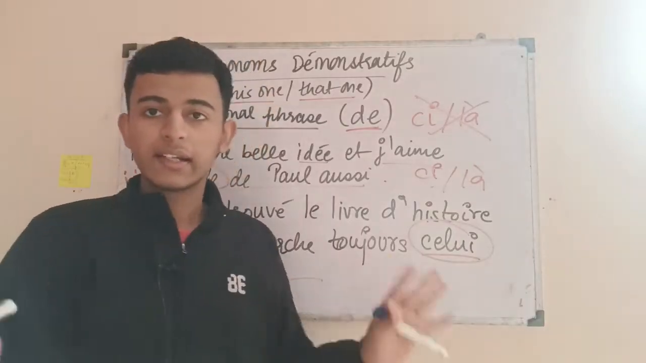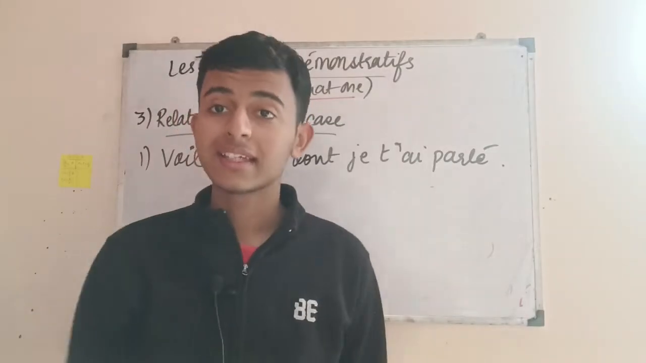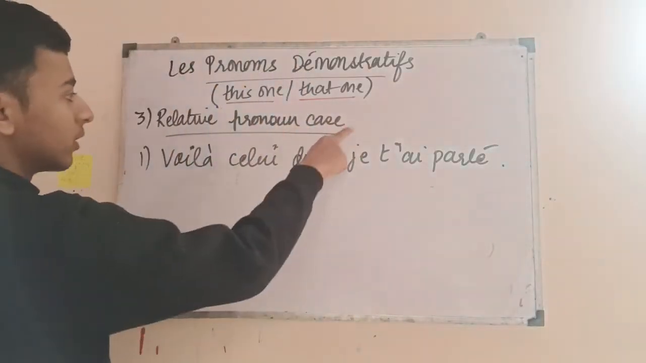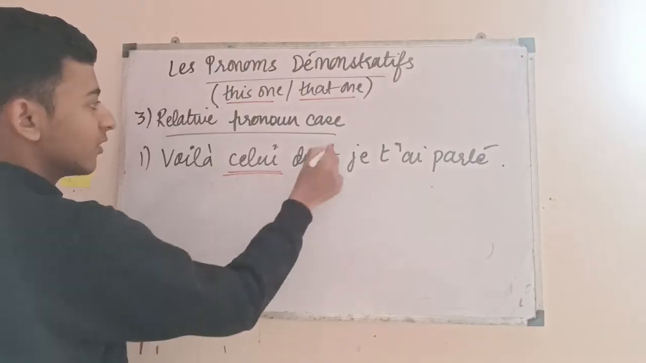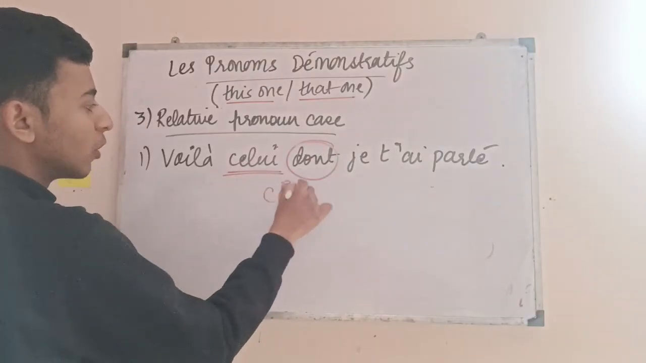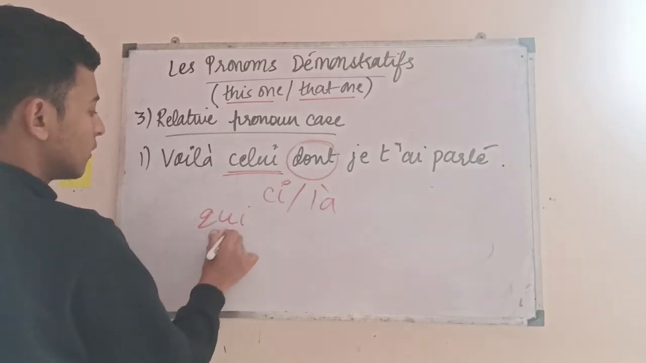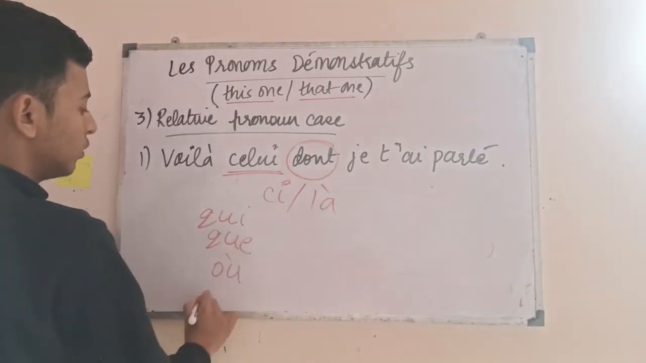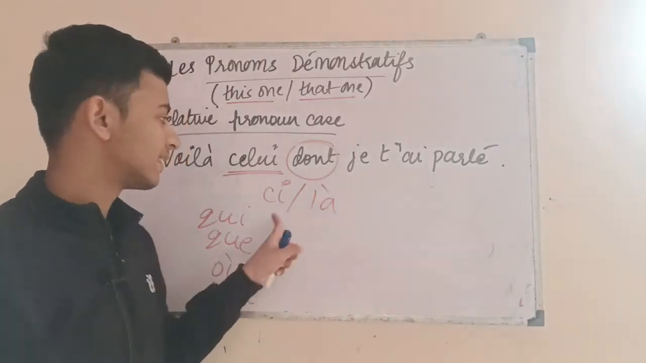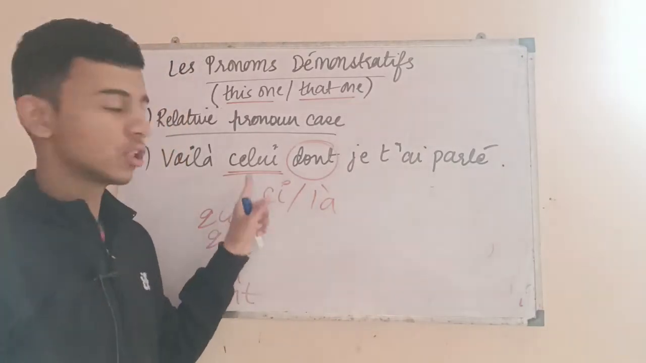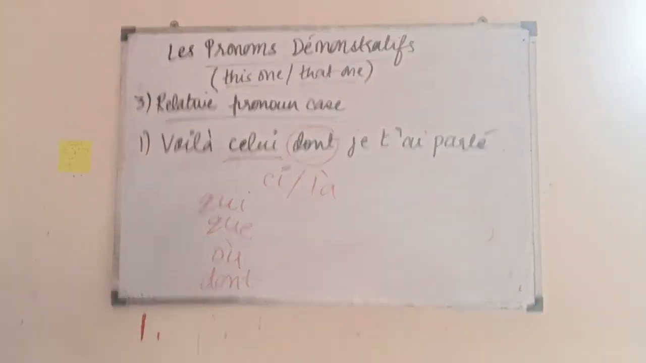You will directly write the pronom démonstratif. There's another case which is known as the relative pronoun case. That is, if after celui, after your pronom démonstratif, there is a relative pronoun, then you have to omit ci and là again. Relative pronouns can be qui, que, où, and dont. These four. If these four are present, then you are not going to be writing ci and là. You'll directly write your pronom démonstratif. That was the case of relative pronouns.